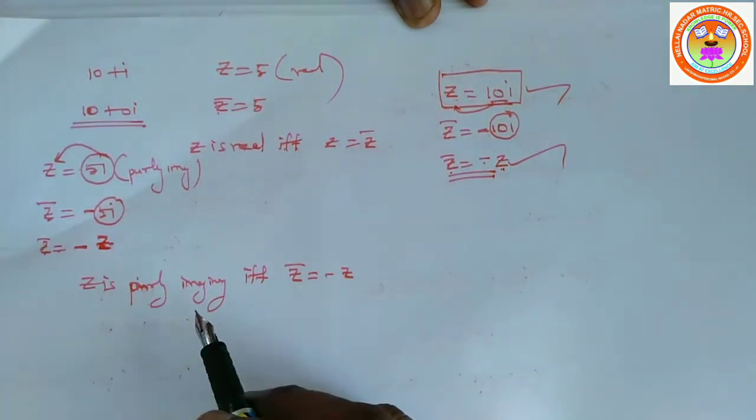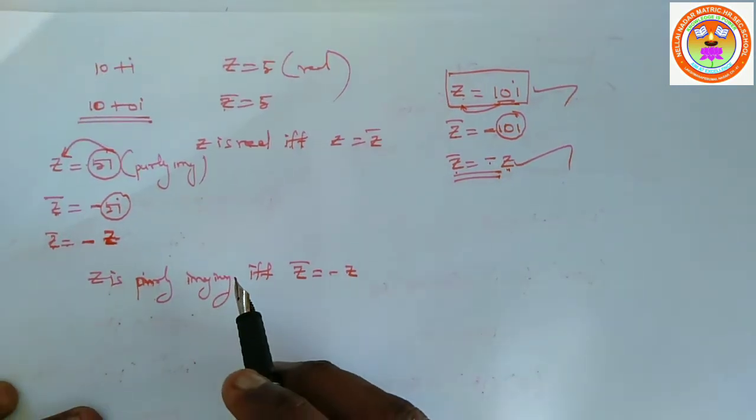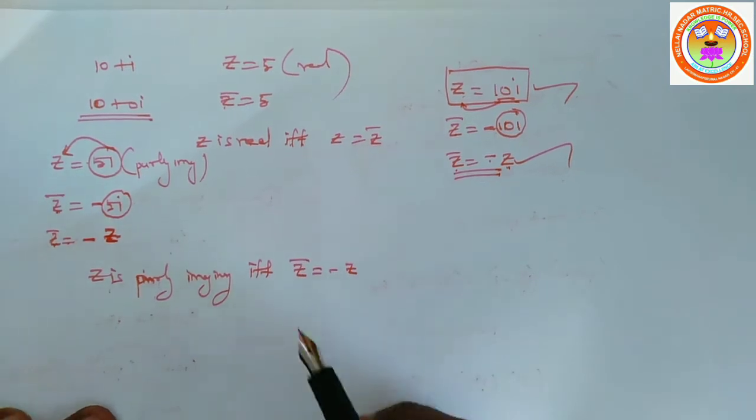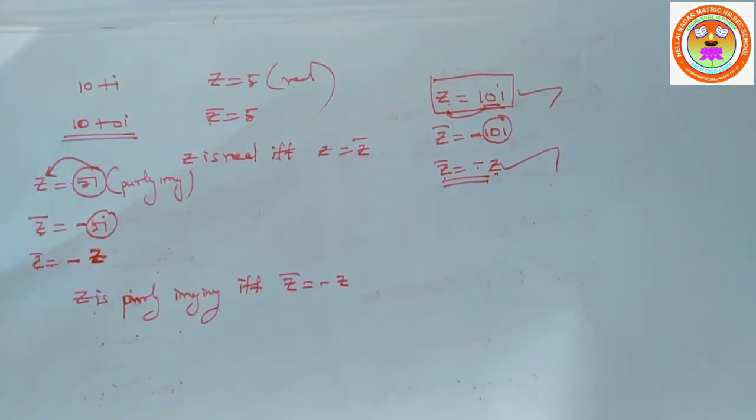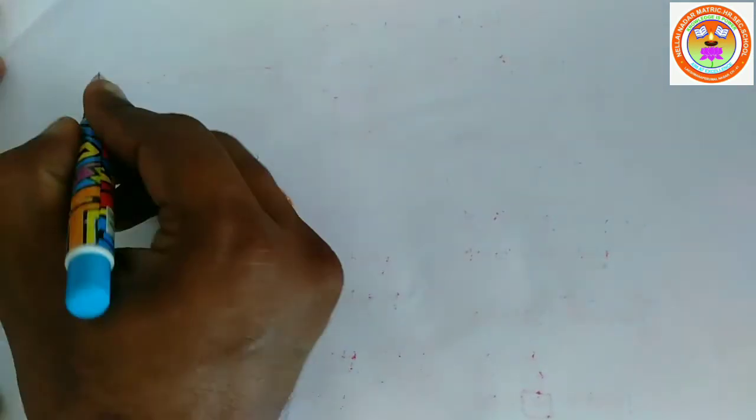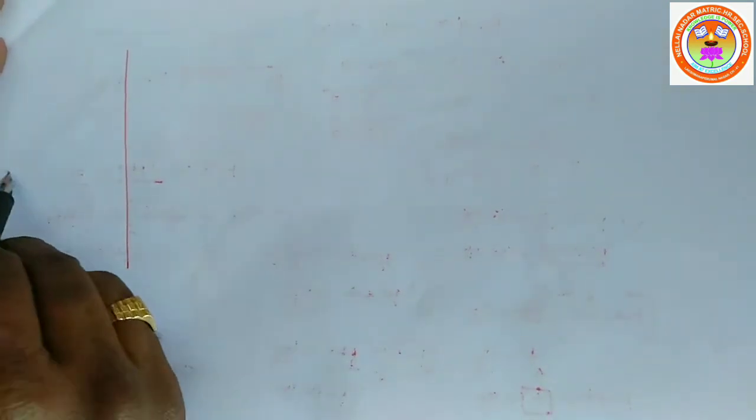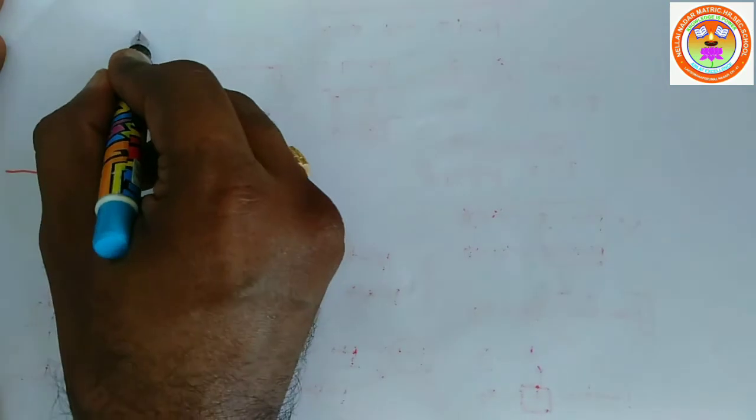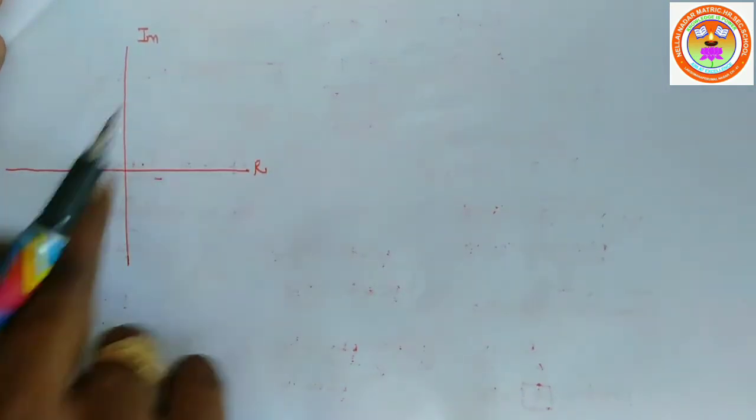This is one of the properties, but I teach you now itself. So this is a very, very important one. So now I am going to show the graphical representation. For example, this is one of the graphs. This is the real line, and this is the imaginary line.